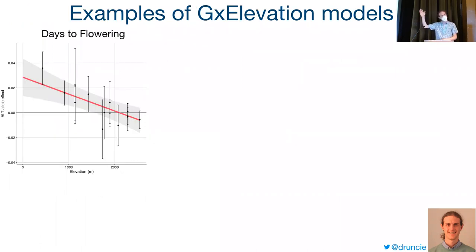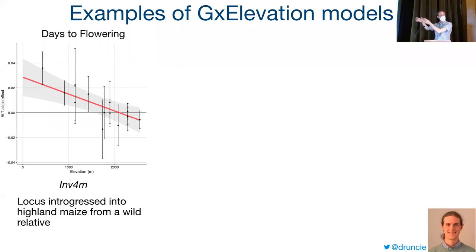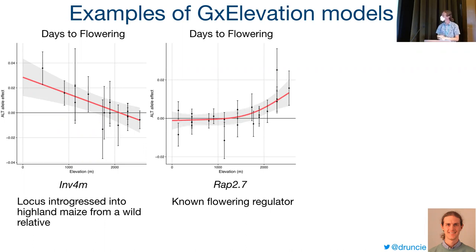This is a locus that affects G by E in flowering. We see a large effect in lowland fields, not much of an effect in highland fields. It's an interesting locus because we actually know from other work that it tags a large inversion that was introgressed into highland maize from a wild relative. It's a kind of cool story. Here's another locus that has the opposing pattern: no effect in lowland fields, but an increasing effect as you get into very highland fields. It's in the middle of a gene known as RAP2.7, which is also a known flowering gene in maize.